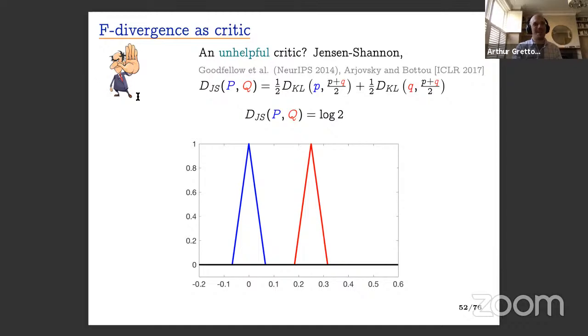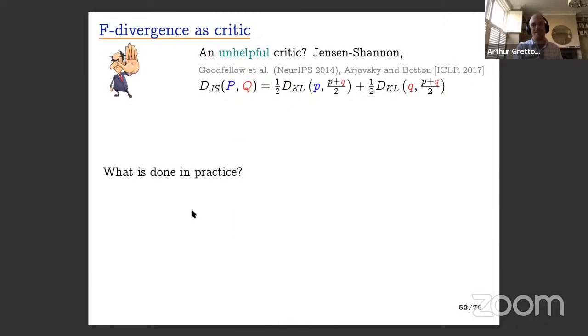So my visual cue for that is this angry teacher here that, whatever you do, just yells no. Okay, so unless you're perfect, the teacher is just going to yell, no, you're wrong, you're wrong, you're wrong, whatever you do. And this is an unhelpful critic, right? Because if the teacher just keeps yelling, you're wrong, whatever you do, then you're not going to be able to improve what you're doing.